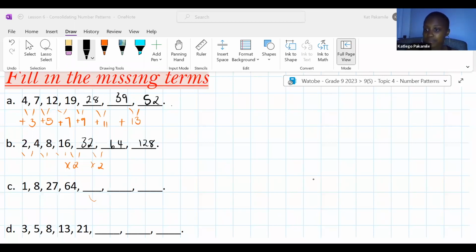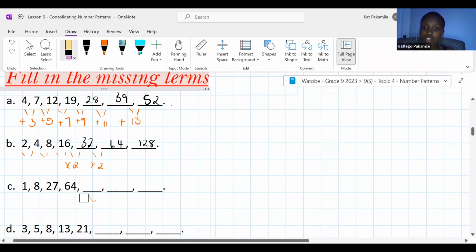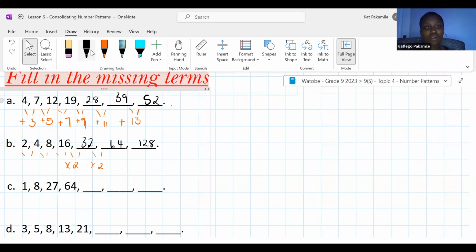What's happening in the third pattern, guys? What's happening in the third pattern? Remember to check for everything. Let's check for multiplication, division, squaring, cubing. So what's happening in the third one? See? Okay, Chelsea. We've added 7 for the first one, but then we jump. Oh, Theo got it. It's cube numbers, guys.